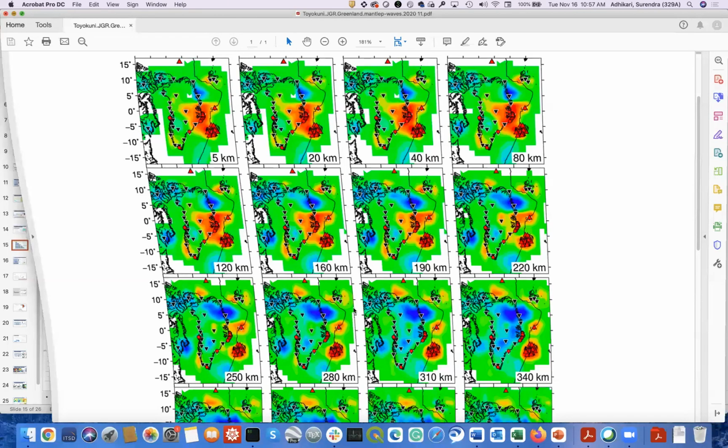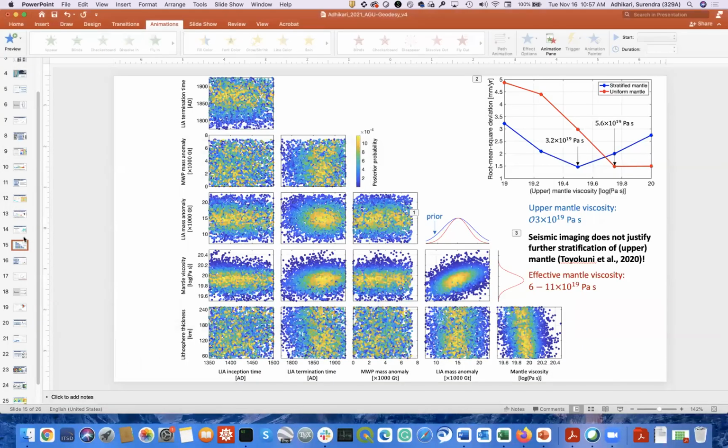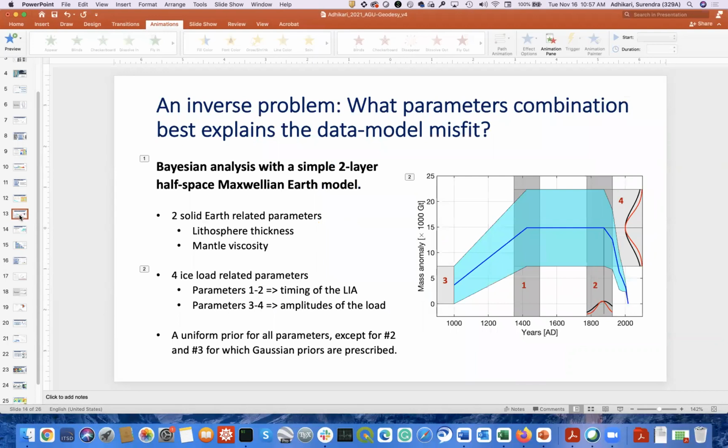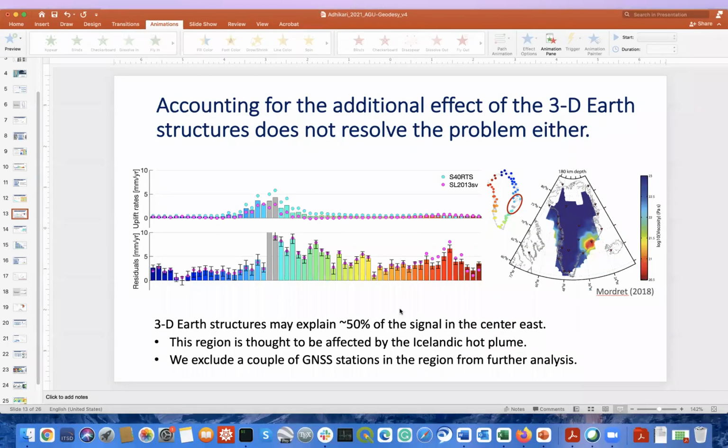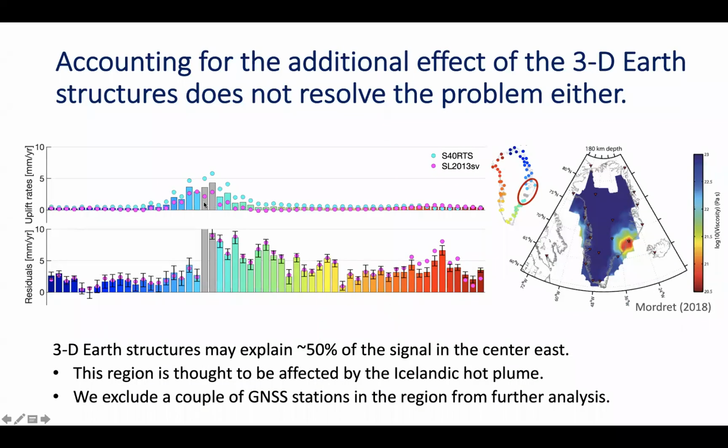But this is one reason why we are kind of reluctant to invoke the asthenosphere. Again, to reiterate the same point, possibly the asthenospheric effect is somewhere here, or this outstanding hot plume effect, and we don't see anything else elsewhere. So this is one reason.